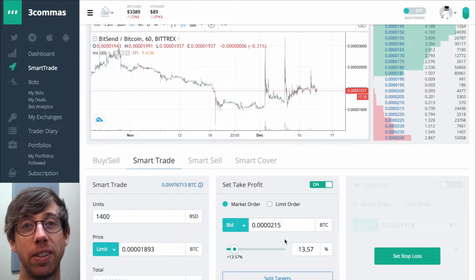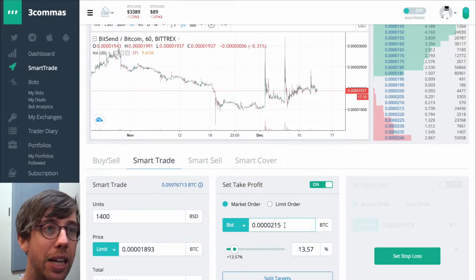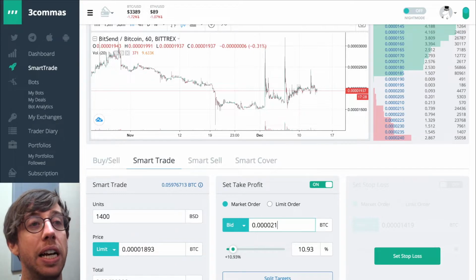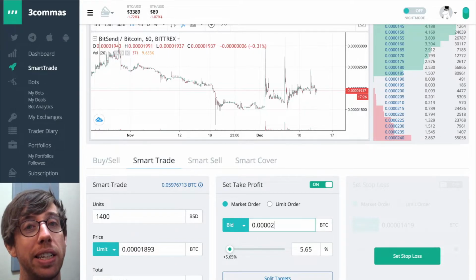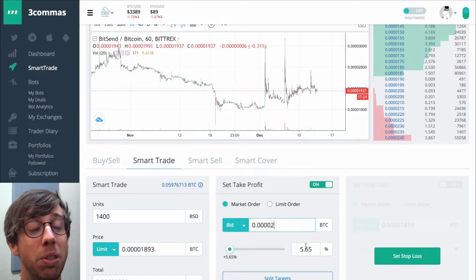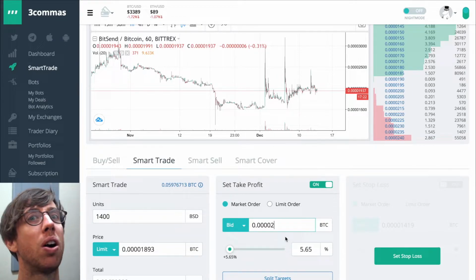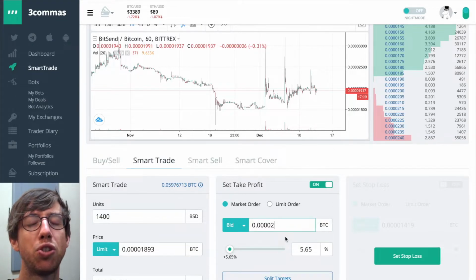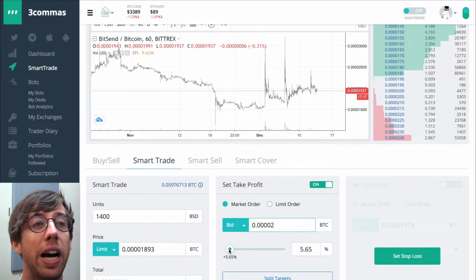No, never. Never ever sell at round numbers. Selling at 2100 is a bad idea. Selling at 2000 sats is a bad idea. Not because it's a weak percentage gain, but round numbers are awful. Don't do it. They're just too easy to type in, which is why I love this slider.